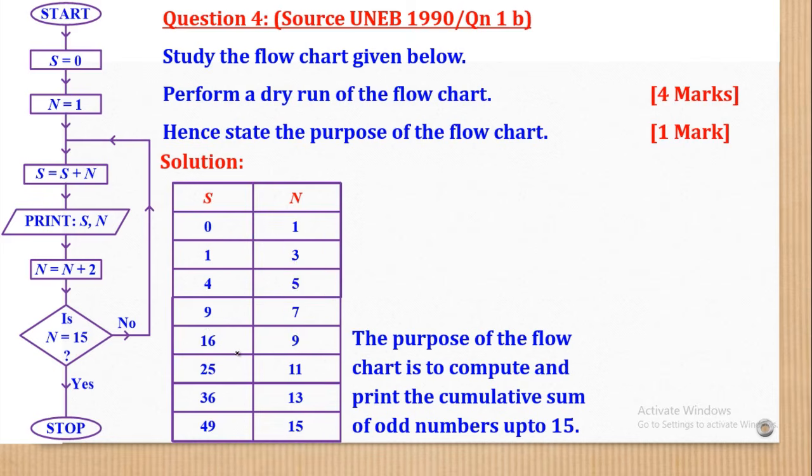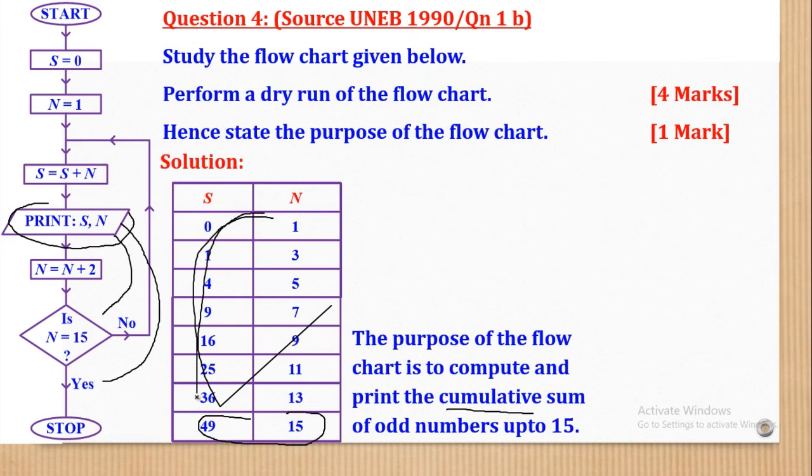Now this word cumulative, what does it mean? The word cumulative depends on where this print is. Remember we said the print can be after the decision box or before the decision box, depending on the desired purpose of the flowchart. Now this flowchart wants you to print all these values, so all these values have to be printed. That is why the print statement is there. If this print statement was after this decision, it implies that you would have printed only the last value. Now because they want you to print all these sums, that is why there is this word cumulative.